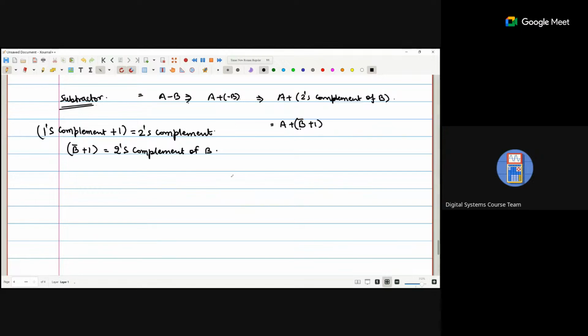For example, your value is 1011, so what is the 2's complement of that? Just take the 1's complement, so 0100. Now add plus 1, so 0101. So this is the 2's complement.